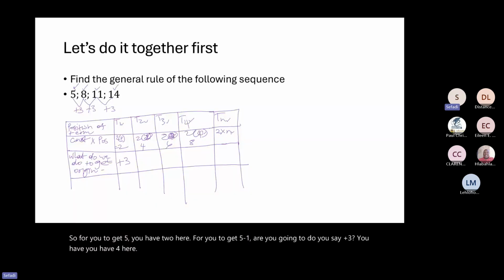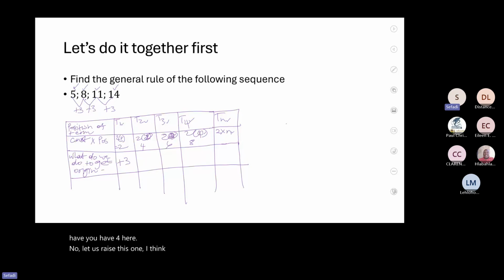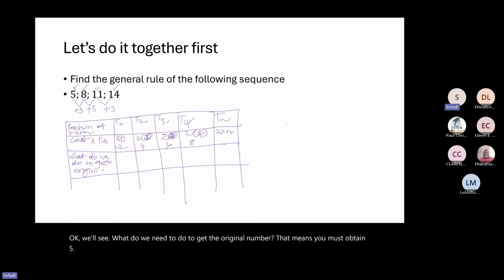No, let us erase this one, I think. We have a mistake here. I need an eraser. Let me clean this one. Okay, what do we need to do to get the original number? That means we must obtain 5, 8, 11, and 40. So we check. Okay, I think there is some mistake here.